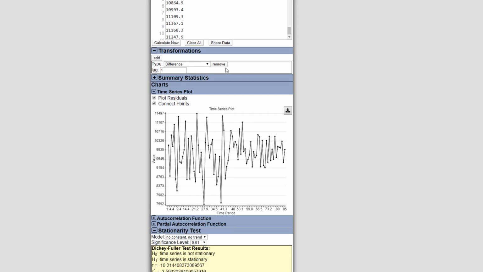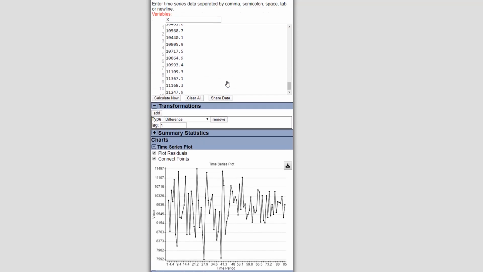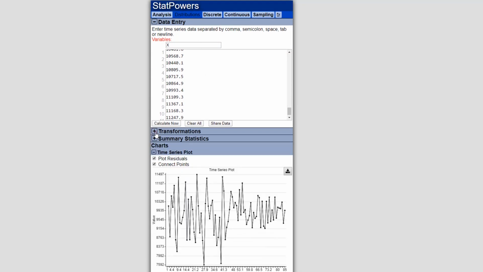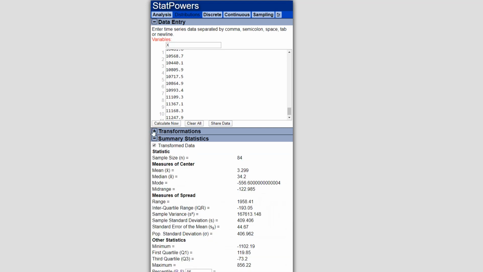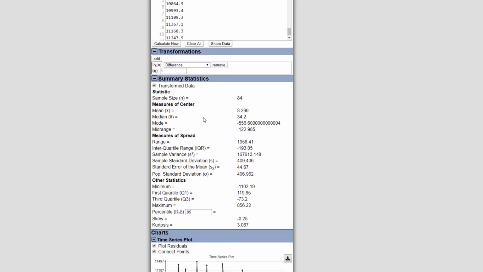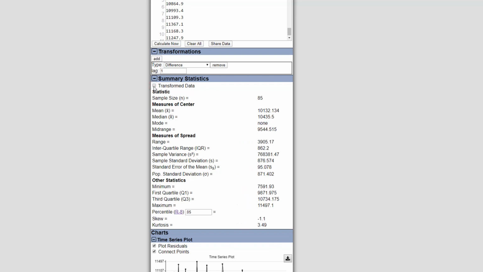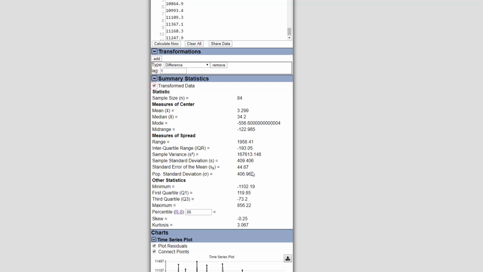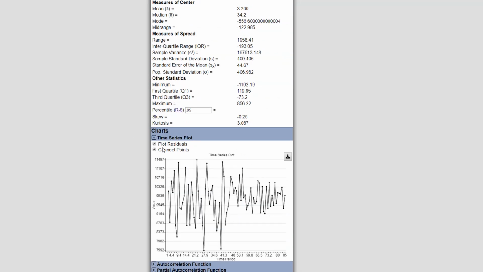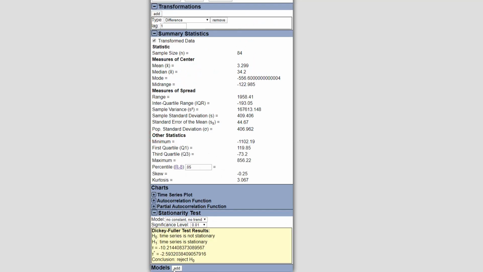Yeah, I guess the main thing I wanted to show is just all of these different little features that StatPowers has. Aside from transformations, there's summary statistics. One thing you can see with summary statistics is you can look at the mean and the standard deviation of the transformed data, or you can look at the original data's mean, standard deviation, and so forth, which is handy. And you've got your charts, you've got adding models.